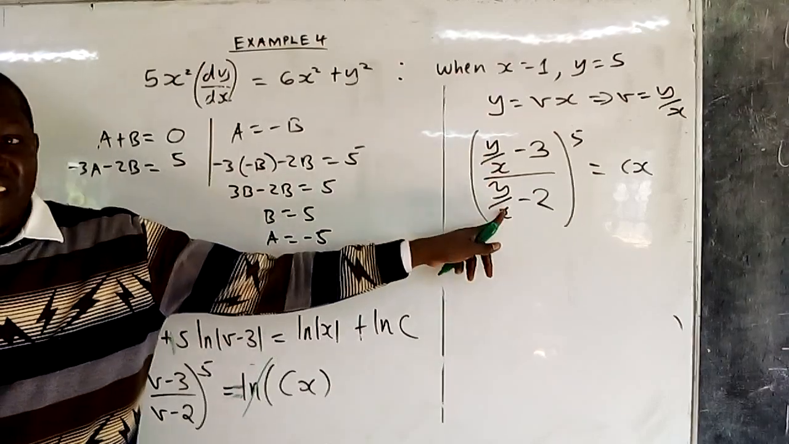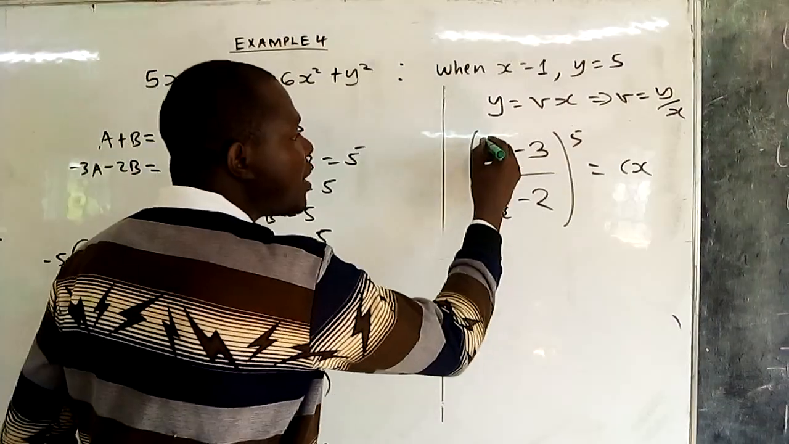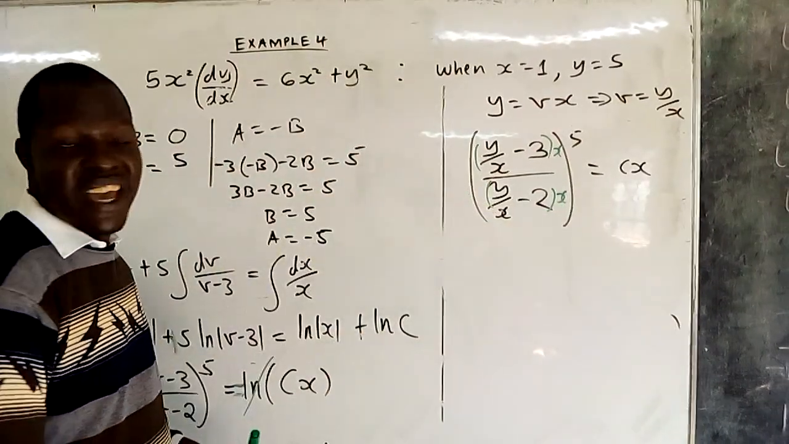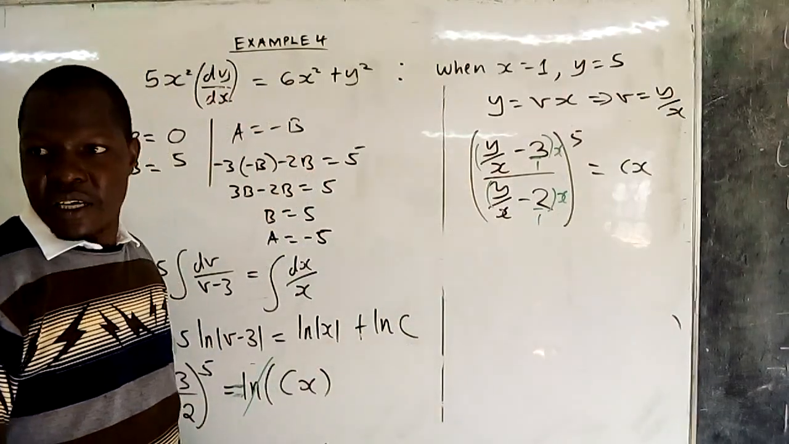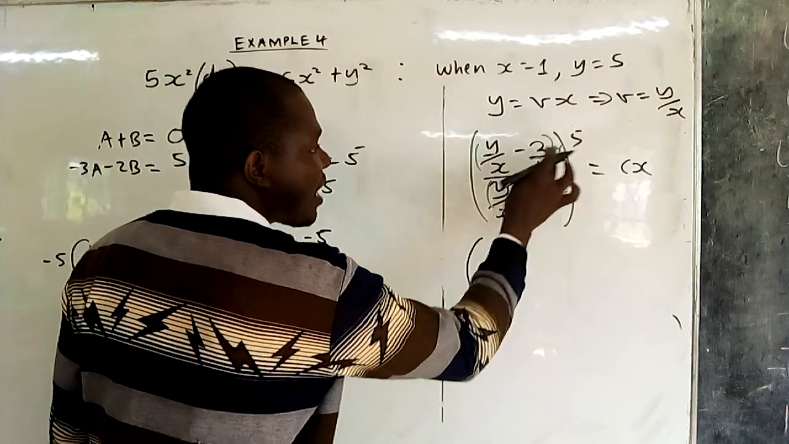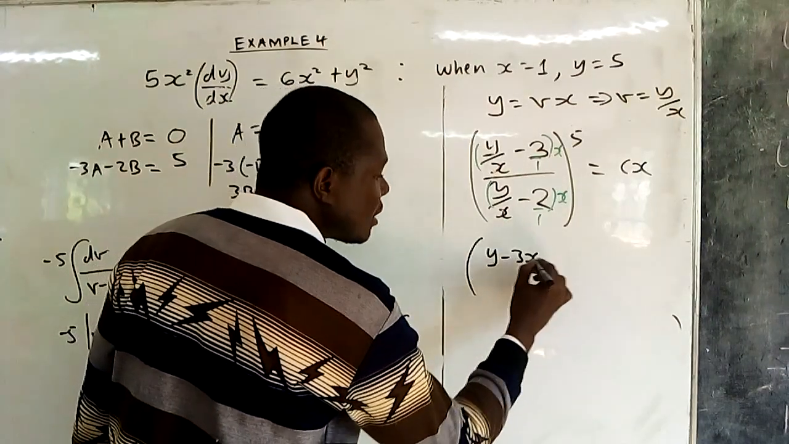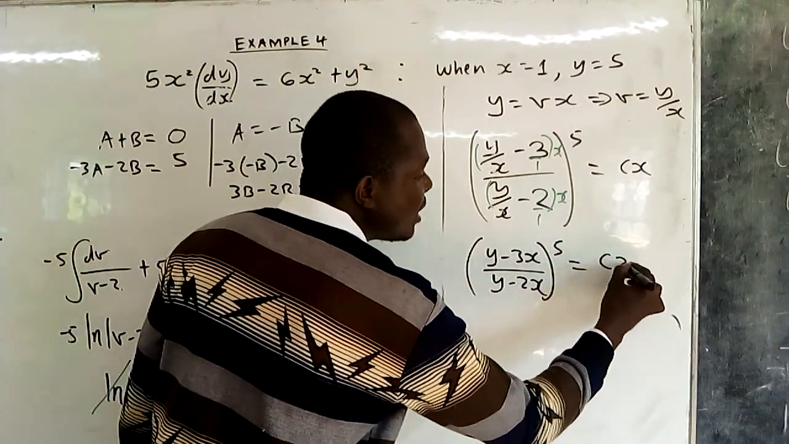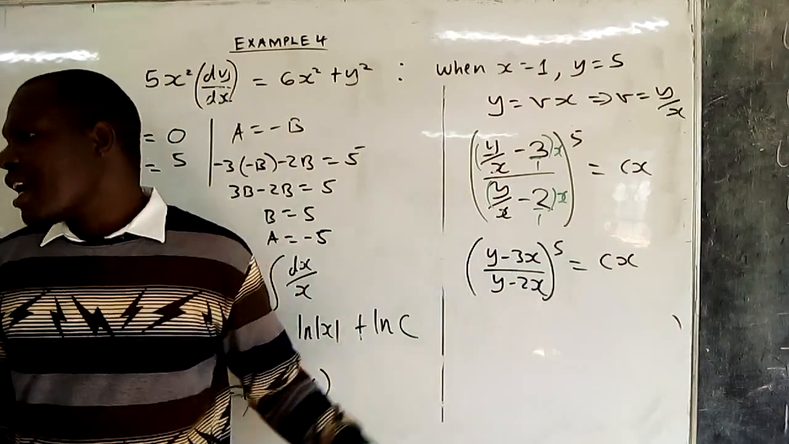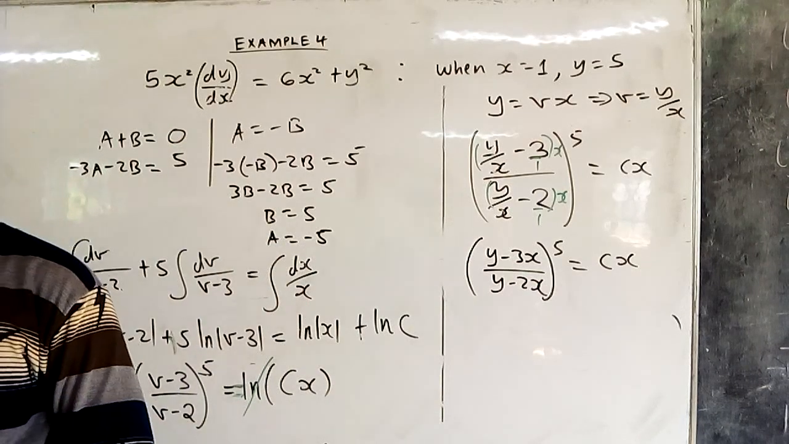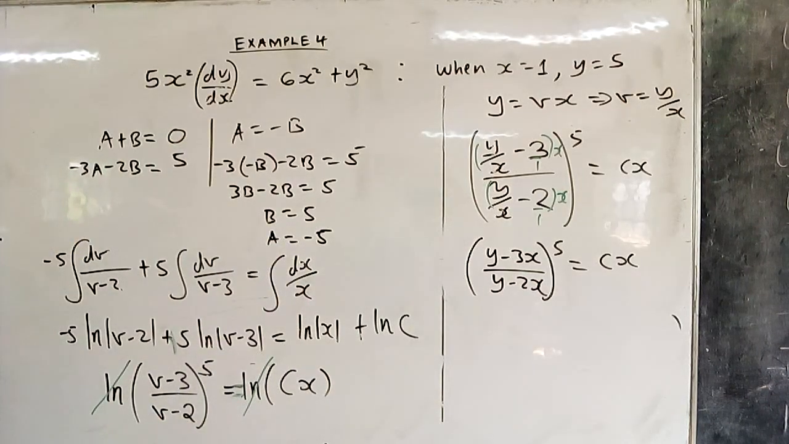Yes. See, we can simplify this by multiplying both numerator and denominator by x, so that we remove this x here in the denominator. Remember this 3 over 1, 2 over 1, isn't it? So that when you simplify that, you get y over x times x cancels, we remain with y minus 3x over y minus 2x raised to power 5 to be cx. But we want the value of the arbitrary constant c. You are told x is 1 when y is 5, isn't it? Where there is x you put 1, where there is y you put 5.